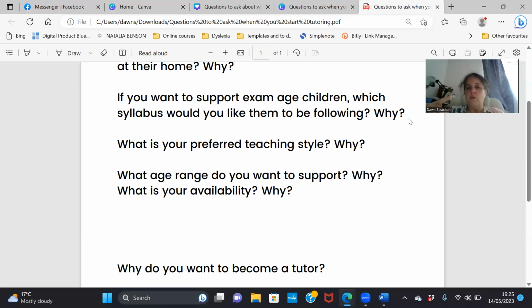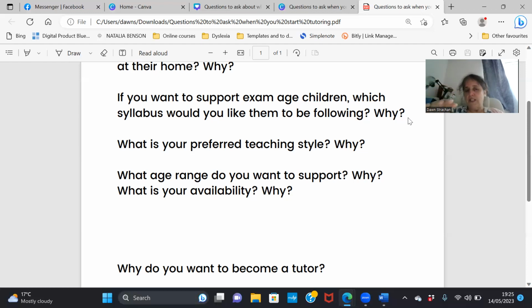The next question is, what age range do you want to support? Because that's going to dramatically change the support that you're giving children. Obviously, if you're working with a 5-year-old, that's going to be completely different to working with a 15-year-old. So, do you have a preference for age? And if so, once again, why?